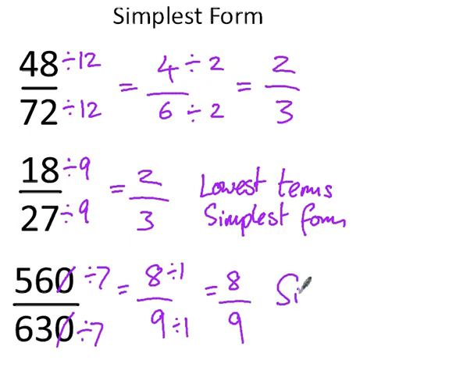So 560 over 630 in its simplest form is 8 over 9. Much easier to compare 8 over 9 with, say, 5 over 9 than it is to compare 560 over 630 with 5 over 9. That's the whole point of simplifying fractions.